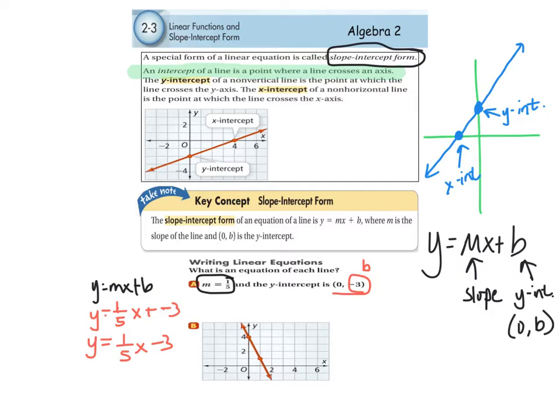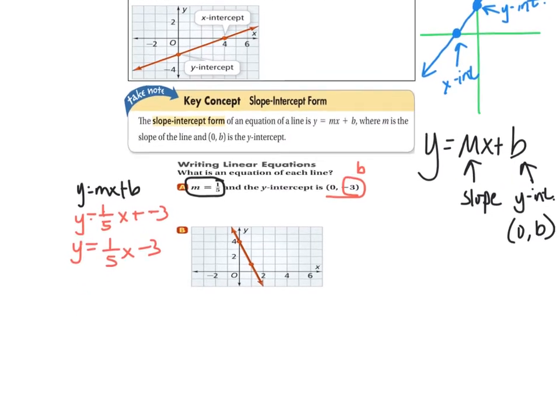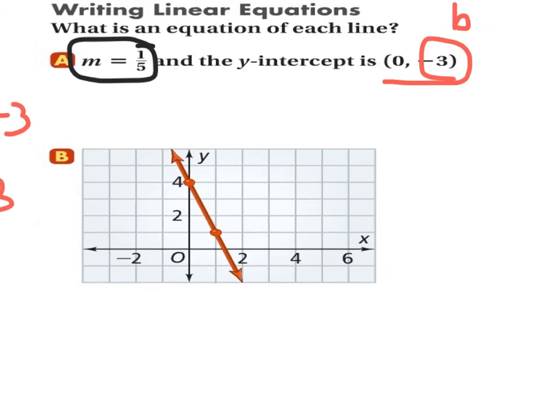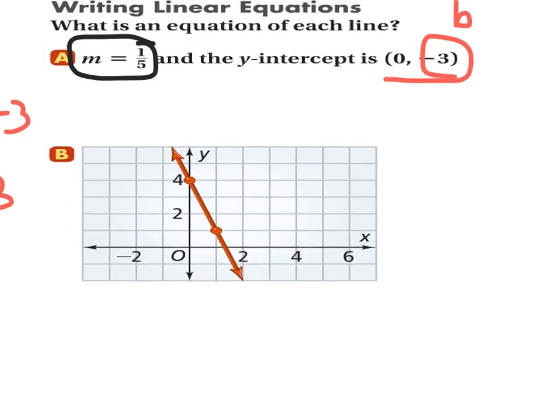Let's take a look at the second one. It's a little bit different because I've given you a graph, so I haven't told you what the slope is or what the y-intercept is. In this case, you're going to have to figure this one out. A couple of steps here. First, what is the y-intercept? As I look at the graph, I see that the graph hits the y-axis at this point. That's the ordered pair (0, 4). So I know that b is going to be 4.